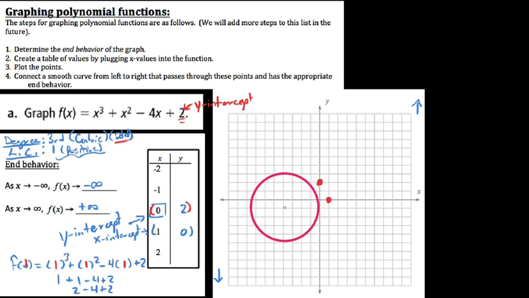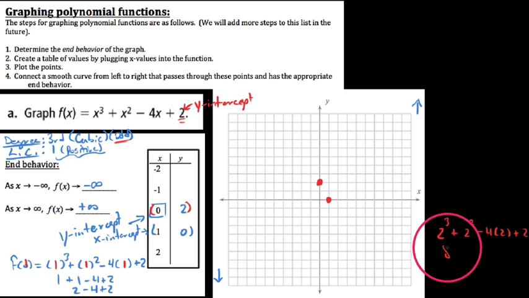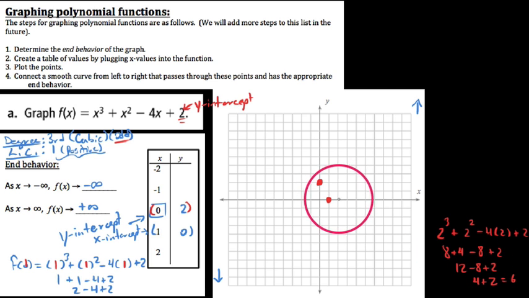And so plugging in 2, we're going to get 2 cubed, I'm going to cheat a little bit here, plus 2 squared minus 4 times 2 plus 2. And so we get 8 plus 4 minus 8 plus 2, or 12 minus 8 plus 2, or 4 plus 2, sorry, 4 plus 2 is 6. So we'd say 2 comma 6 is on this graph. So we'll go right 2 and up 1, 2, 3, 4, 5, 6.